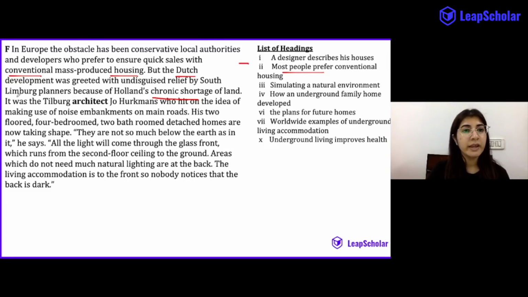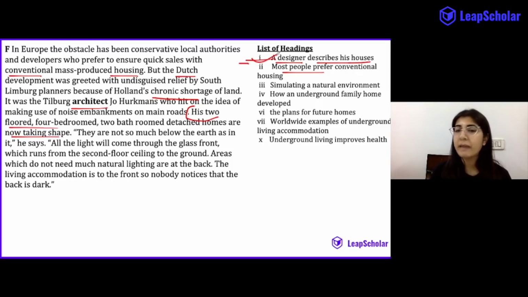Let's continue reading. It was the Tilburg architect Joe Herkmans who hit on the idea of making use of noise embankments on main roads. His two-floored, four-bedroomed, two-bathroomed detached homes are now taking shape. They are not so much below the earth as in it. So this talks about an architect, and it describes his house in detail. So the entire paragraph is describing the house of an architect, and if you look for synonyms in the headings, you will find that you have this heading which talks about a designer describing his houses, which is why heading number 1 is better suited for this paragraph as compared to heading number 2.